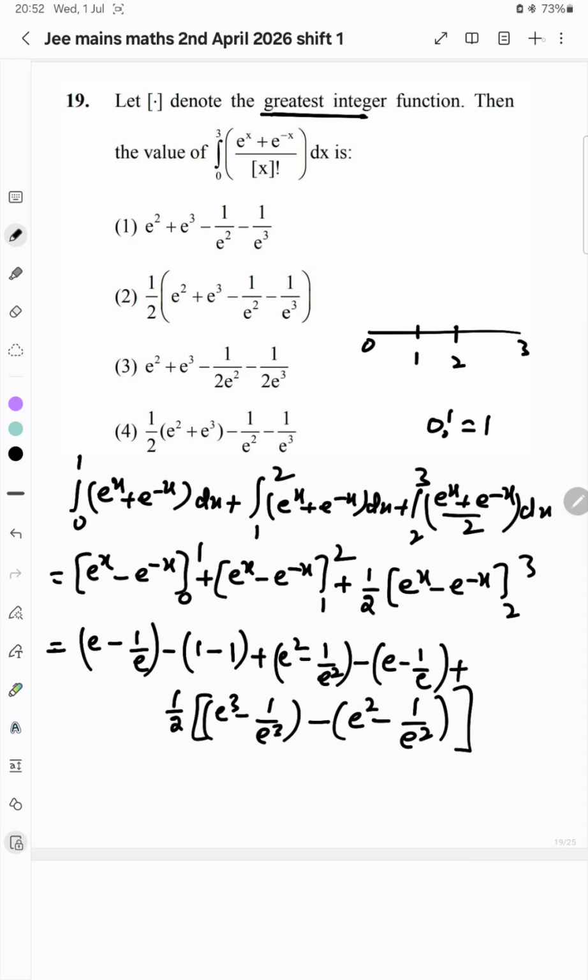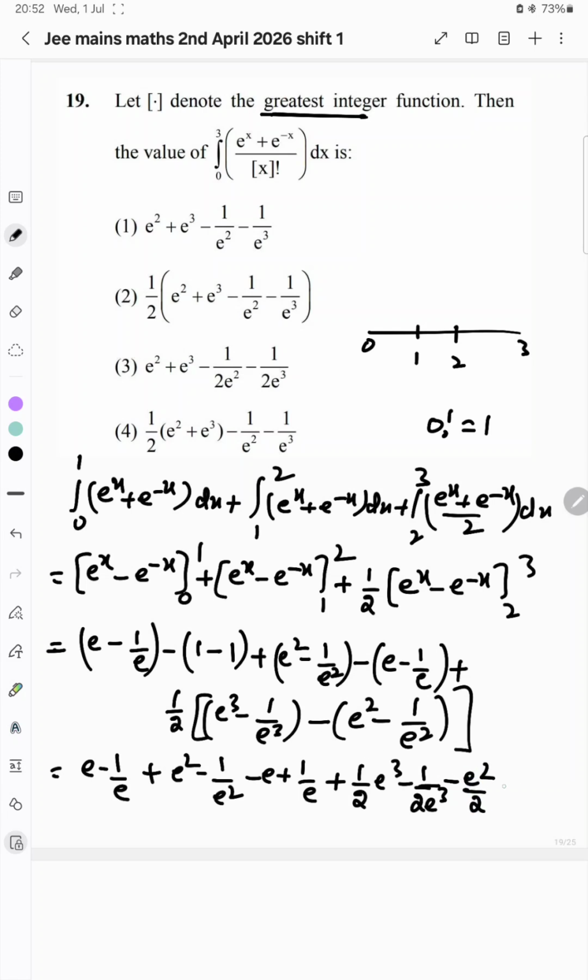Let's calculate this. So e - 1/e as it is we can write, and 1 - 1 is 0, we will eliminate, plus e^2 - 1/e^2, and here minus e plus 1/e, plus here half is there, 1/2 e^3 - 1/(2e^3), denominator, minus e^2/2, minus into minus will be plus 1/(2e^2), like this we will get it. Okay, right, now see, minus e plus e cancel, 1/e minus 1/e also cancelled.